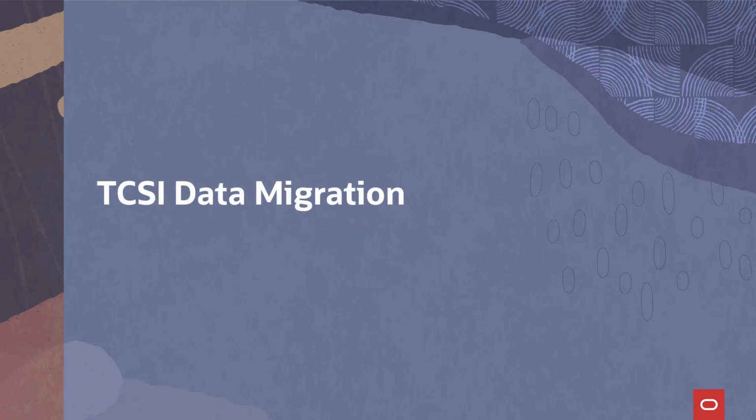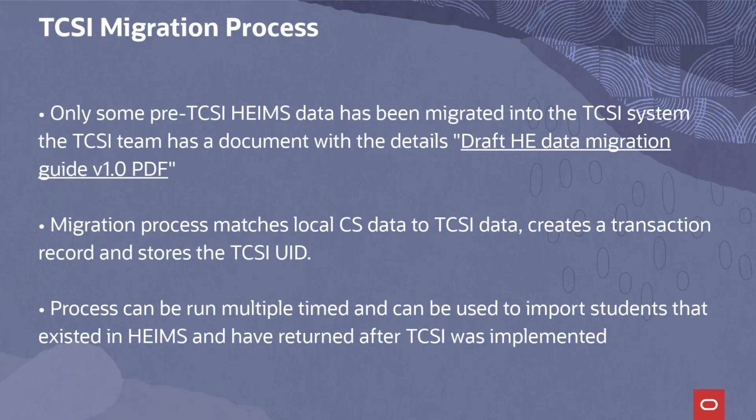The Department of Education pre-populated data from the old HEMS reporting solution into Taxi. Only portions of the pre-Taxi HEMS data have been migrated into the Taxi system. The details of the migrated data are available from the Taxi Support website, www.taxisupport.gov.au, in the document Draft HE Data Migration Guide v1.0 PDF.